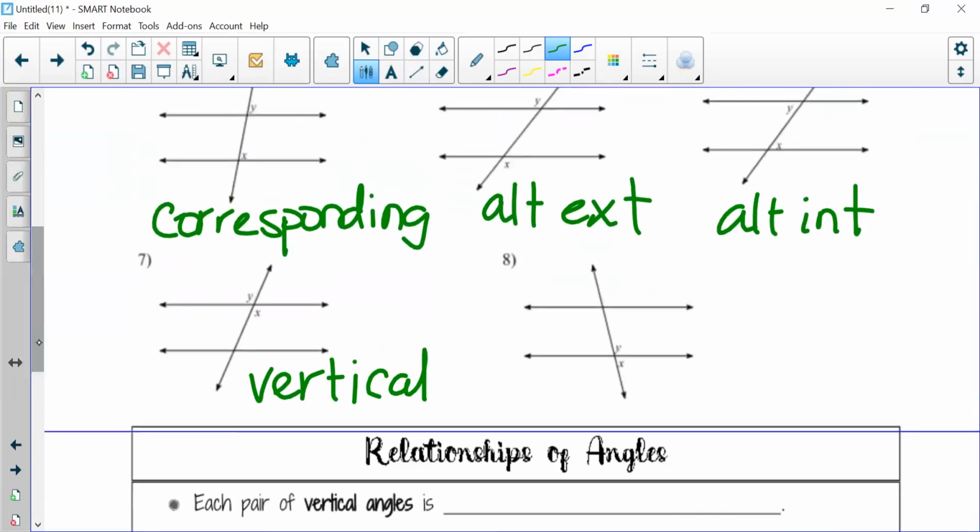Y'all, look, if the measure of angle X was 25, what would also be the measure of angle Y? 25, because vertical angles are congruent. Y'all, what do you know about the measure of alternate interior angles and alternate exterior angles? Are they congruent or supplementary? Good, congruent. So if the measure of angle X was 75, what would also be the measure of angle Y? 75.